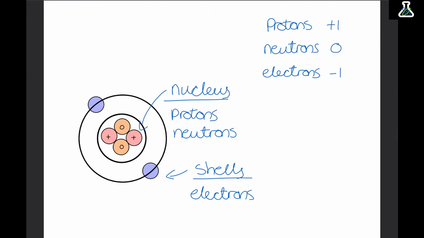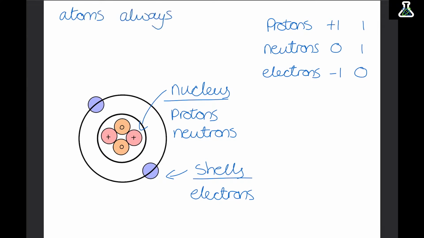So you can think P for positive, neutron sounds like neutral, and then you have to remember that electrons are negative. Now protons also have a mass of 1. Now when we're talking about the mass of subatomic particles, we have no units. Protons just have a mass of 1. Neutrons also have a mass of 1, and then electrons have a mass that is too small to count. They're so tiny that we just say they have no mass.